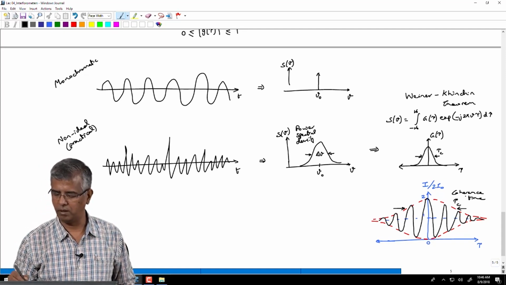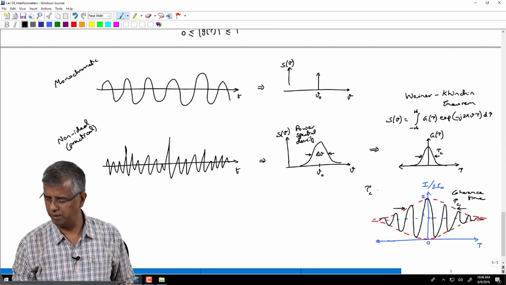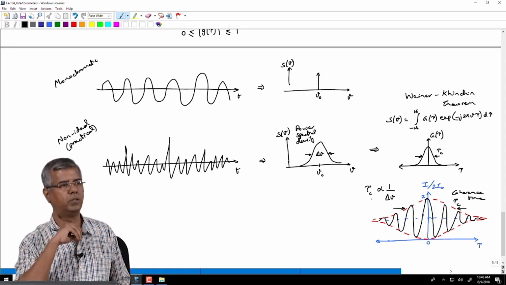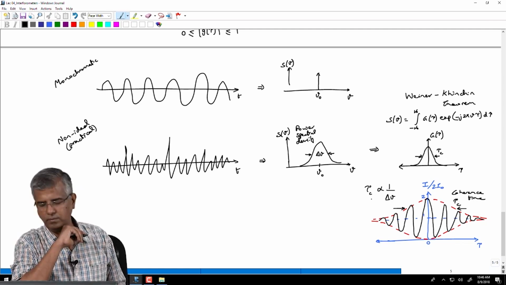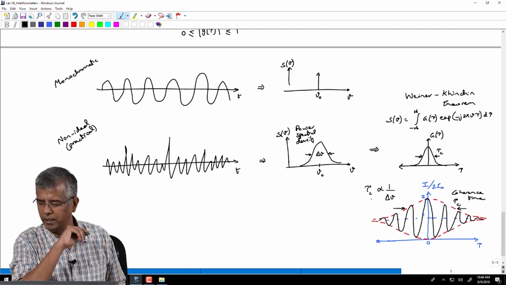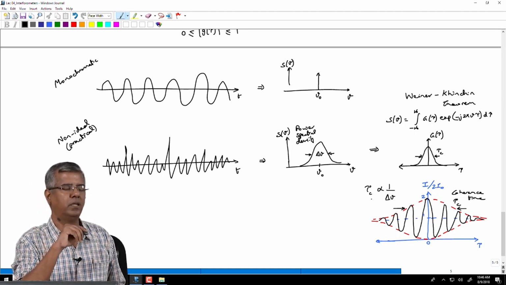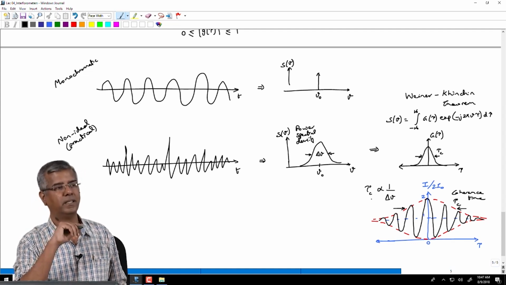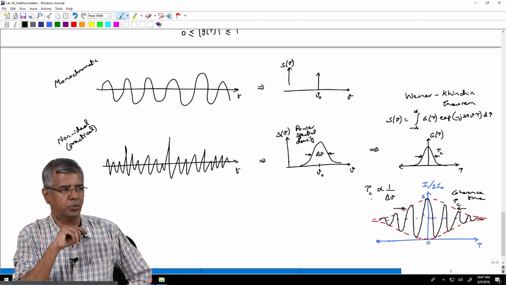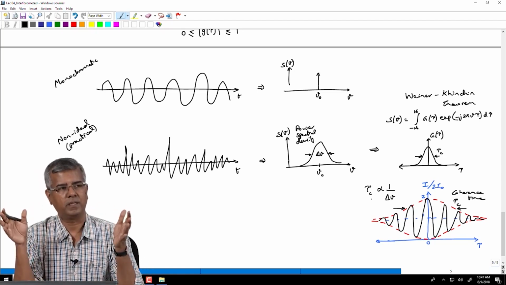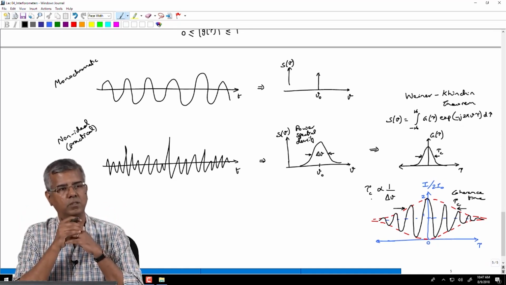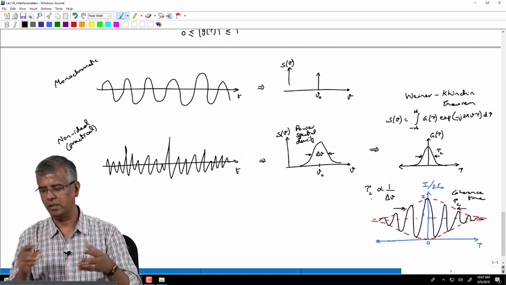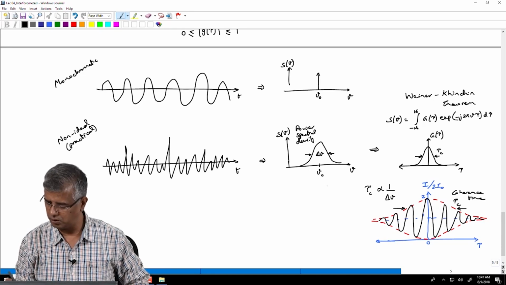And what we are also saying here is that the coherence time is inversely proportional to the spectral width. That proportionality constant actually depends on the shape of the power spectral density. It could be a fraction, but tau c can be approximately given as 1 over delta nu. So, the larger the spectral width of your source, the smaller will be tau c.